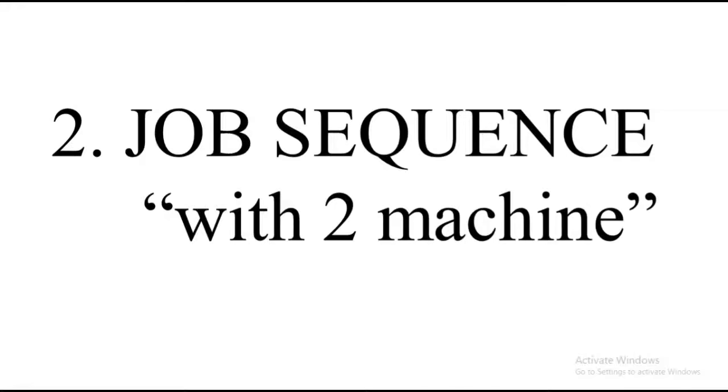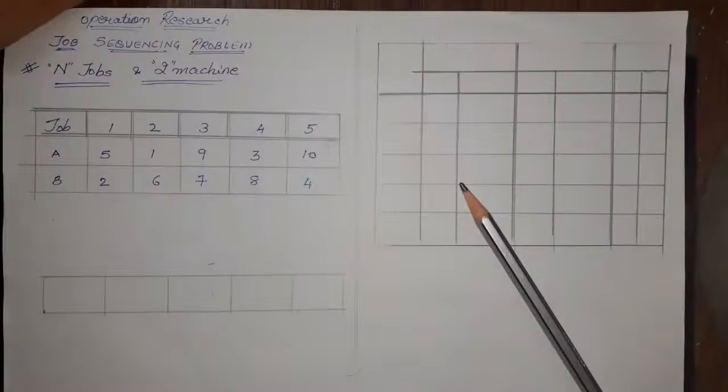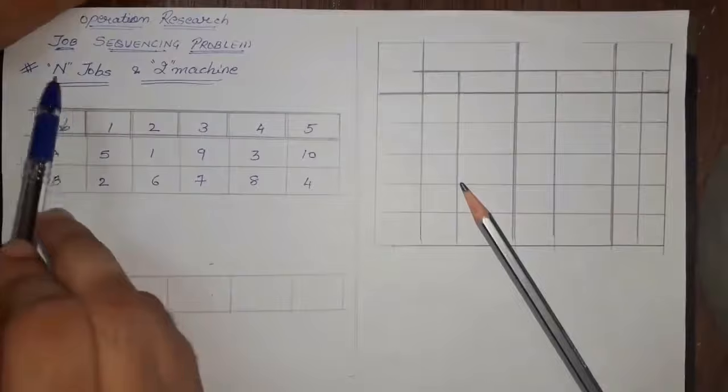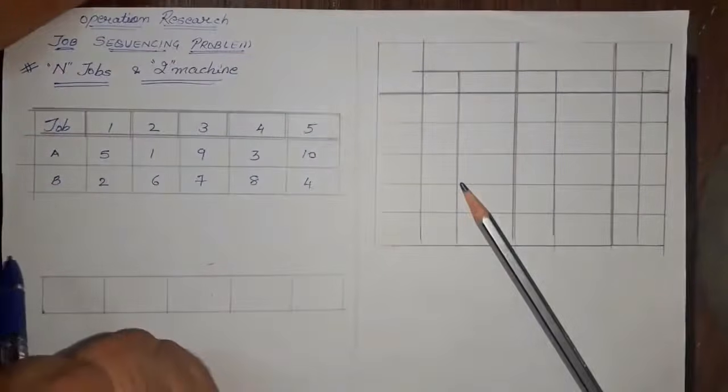Now the second topic is job sequencing with 2 machines. Again, a very simple topic, which can be learned very quickly. Let us see how to solve a sum based on job sequencing with 2 machines. Today we'll be solving a sum related to the job sequencing problem with n number of jobs and 2 machines.